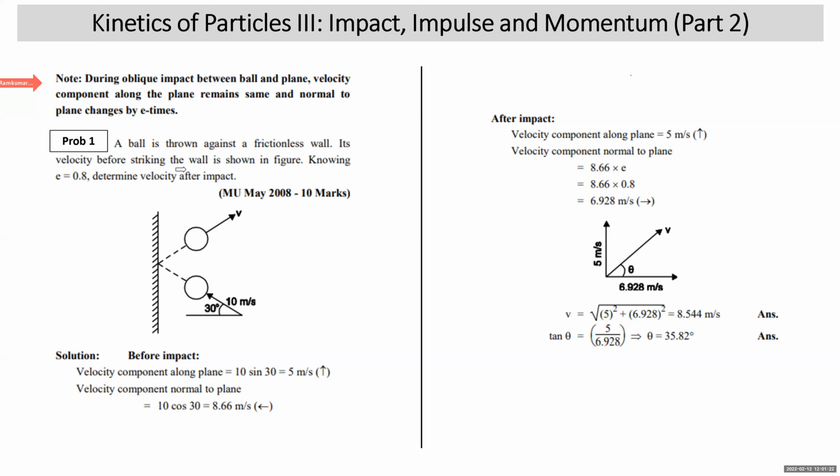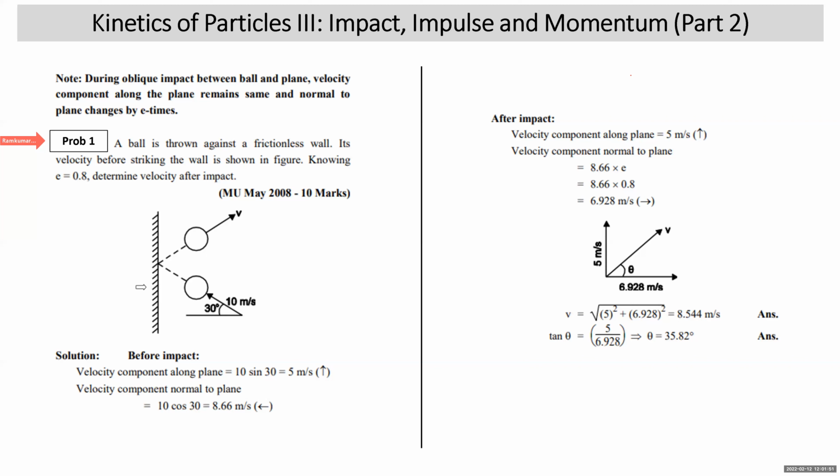What do you mean by oblique impact? Ball hits the plane at any angle other than 90. Like in this problem, you can see that ball is hitting the wall at 30 degree with the horizontal. So obviously 60 degree with vertical. That means it is not 90 degree. So this impact is called as oblique impact. Now we read this problem. A ball is thrown against a frictionless wall. Its velocity before striking the wall is as shown in the figure. Knowing that e is 0.8, determine the velocity after impact.